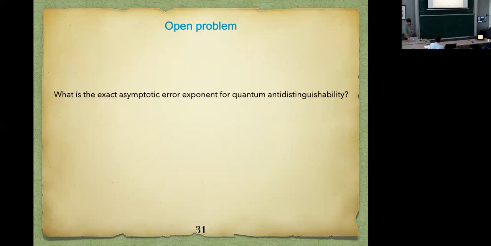So yeah, I guess I'll just end with the grand open question. What is the exact asymptotic error exponent for the quantum anti-distinguishability case?